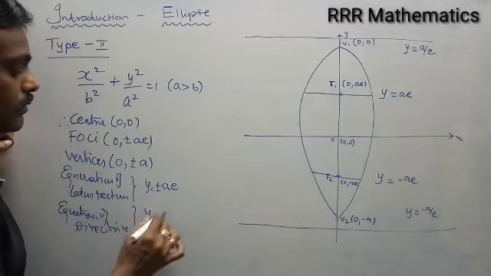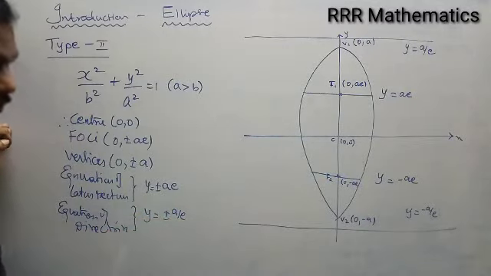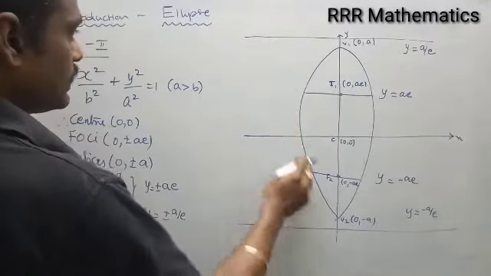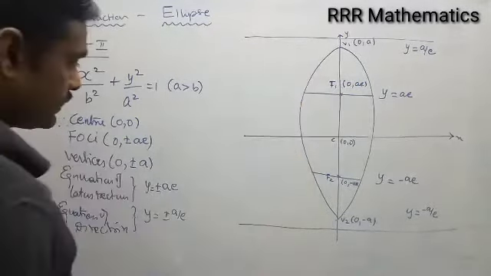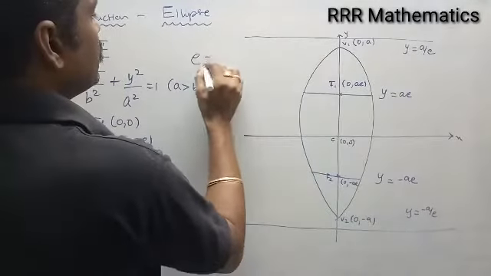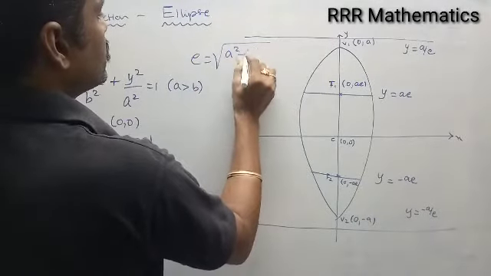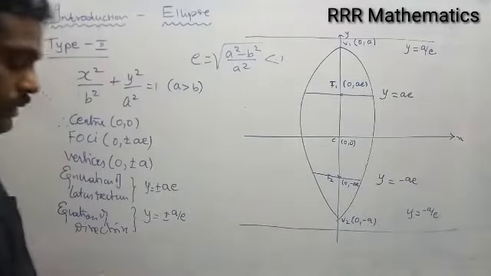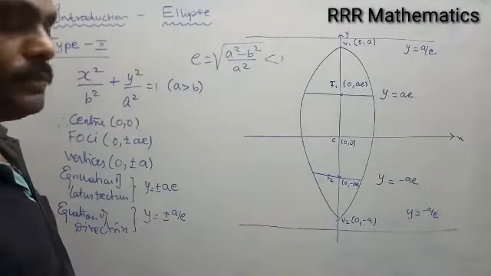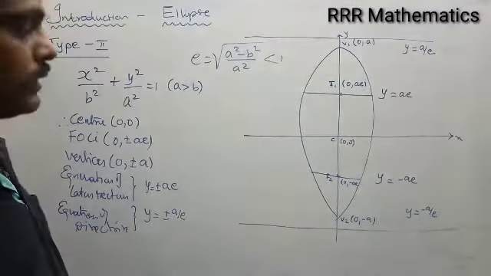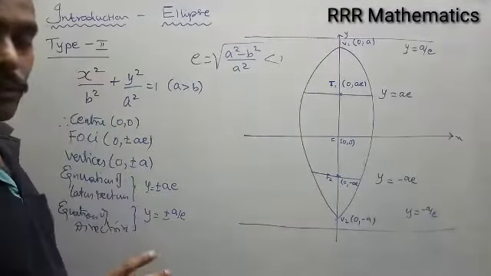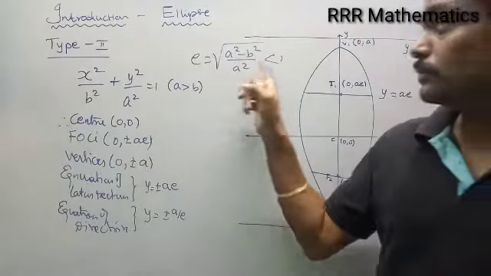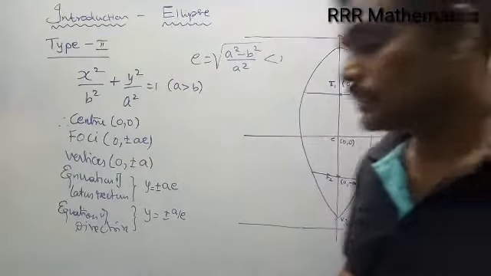Equation of directrix: y equal to plus or minus A by E. Center, foci, vertices, latus rectum, directrix. In this case also the value of E can be calculated as square root of A square minus B square by A square, which is less than 1. In case of ellipse, the value of E is less than 1. Whether type 1 or type 2, the value of E will be calculated as square root of A square minus B square divided by A square, which is less than 1.